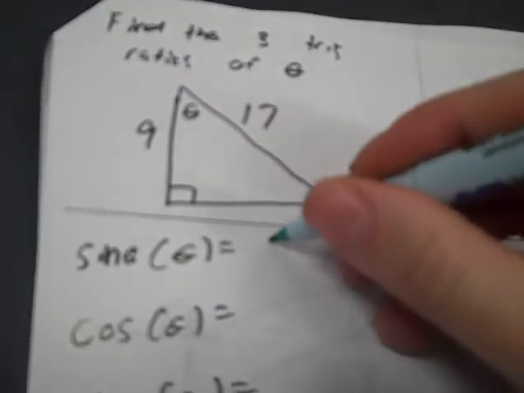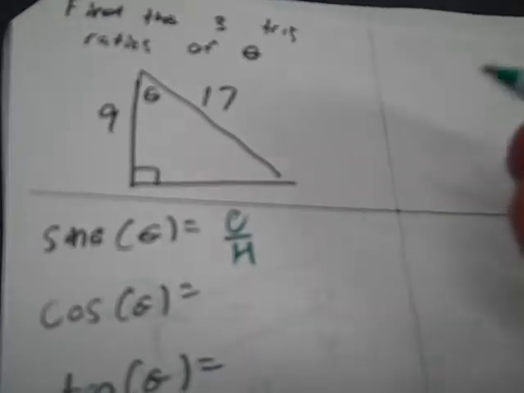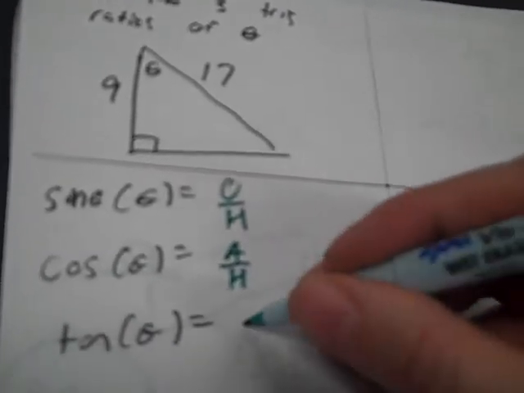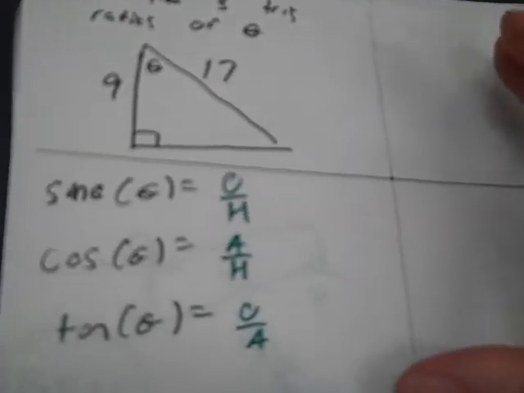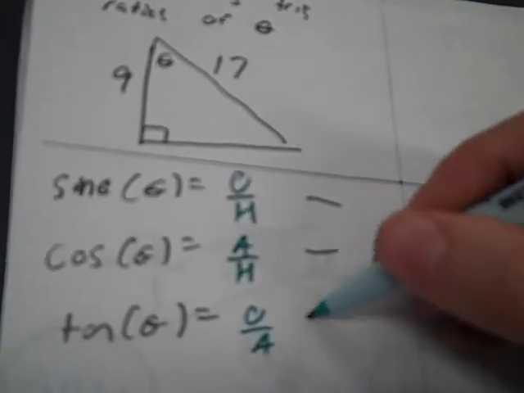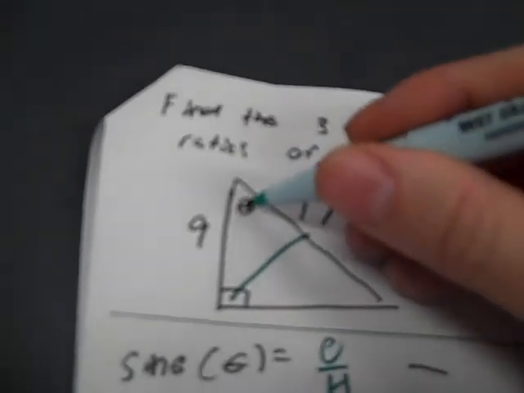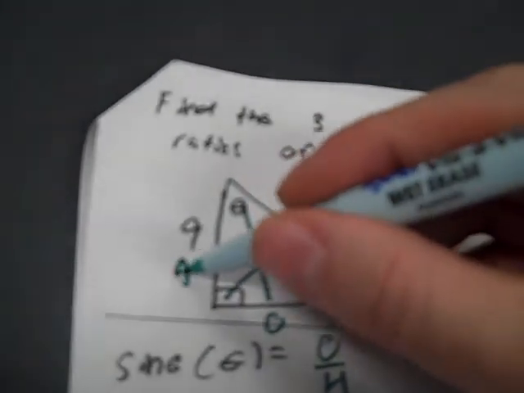Okay, now find the 3 trig ratios of theta. Okay, so again, sine is the O over H, opposite side over the hypotenuse. Here's the adjacent side over the hypotenuse, and then O over A. Okay, so you got to fill those in with values. So the hypotenuse is 17, and then here's my theta, so the O I don't know. And I know the adjacent side's 9.